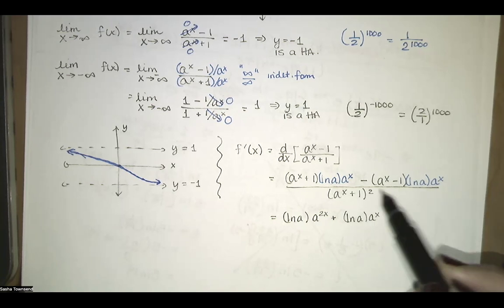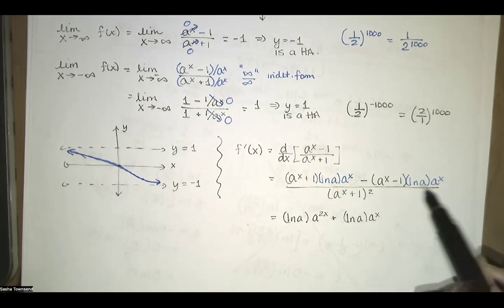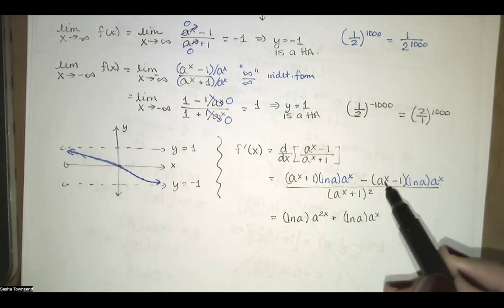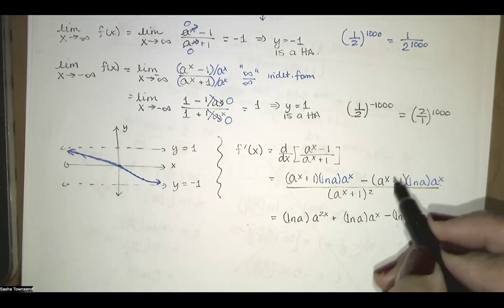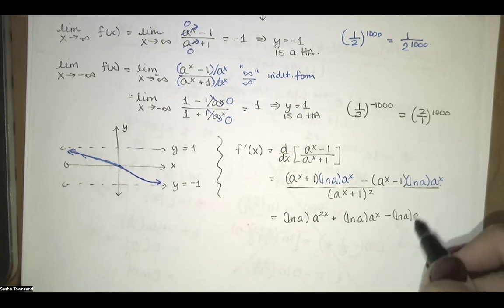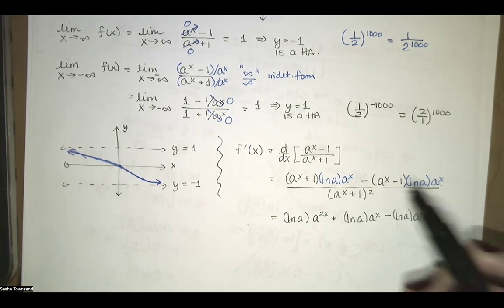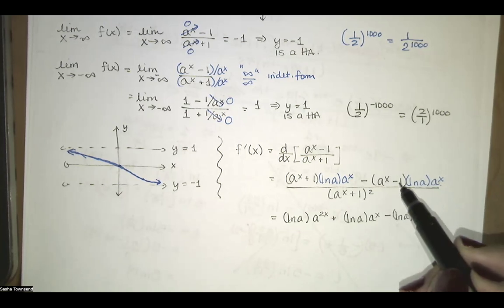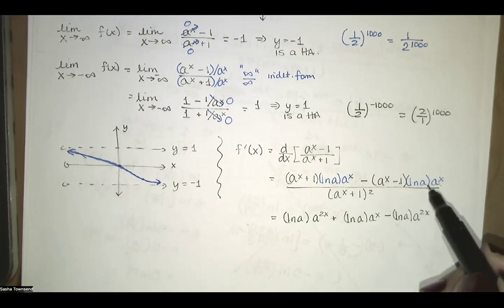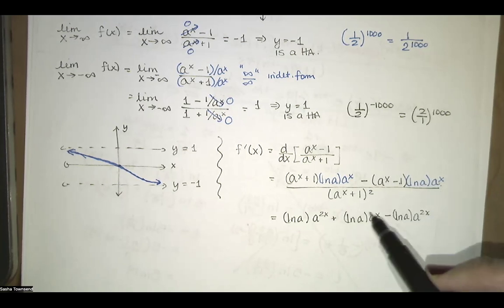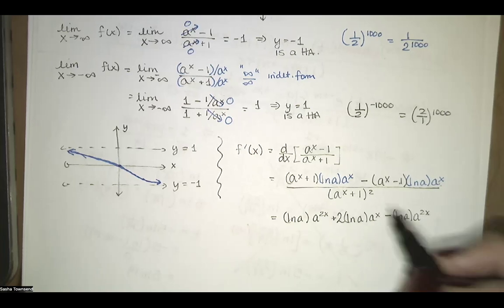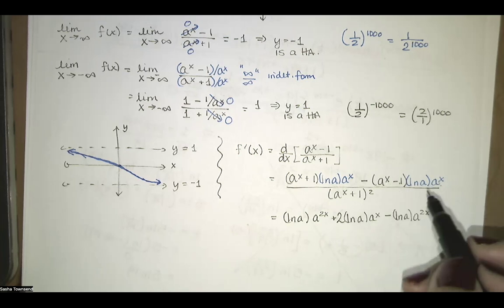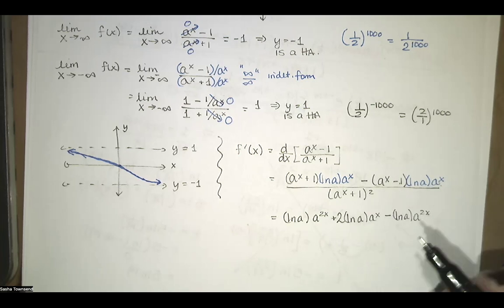Now here, if I distribute the negative and the natural log of a times a to the x to this a to the x, I'll have negative natural log of a, and then a to the x times a to the x is a to the 2x because we're adding the exponents. And then -1 times -1 is +1, and then we're going to add a natural log of a times a to the x. Well, I've already got one of those, so I'll just put a 2 in front of that. So I'll have two of them after we distribute that term and then collect like terms.